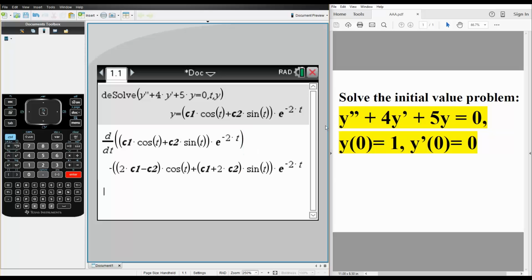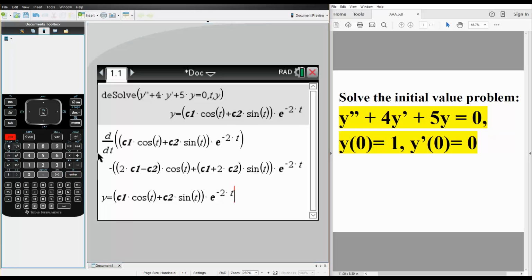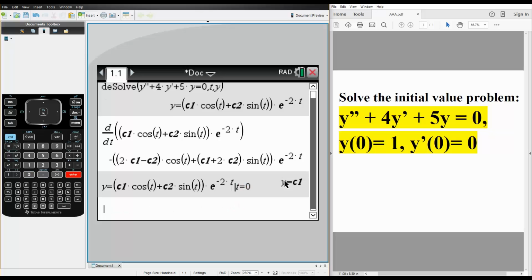Next, we want to plug in 0 for both of these equations. So the first one we'll do is our general y(0) is equal to 1. So we select it, do control equal, hit the line straight down, and we simply say t is equal to 0. So y for this is equal to c1.